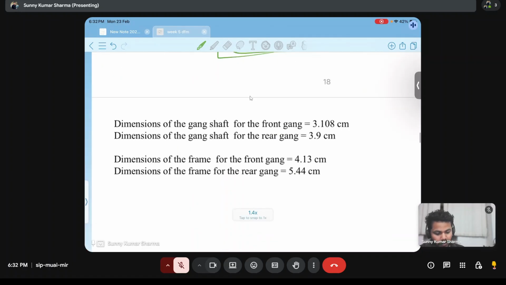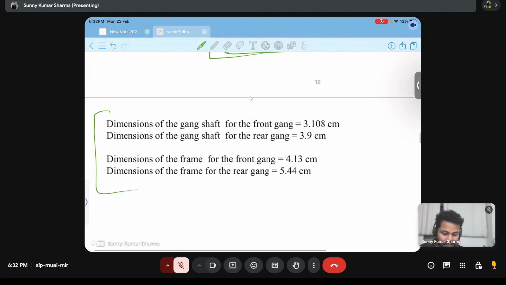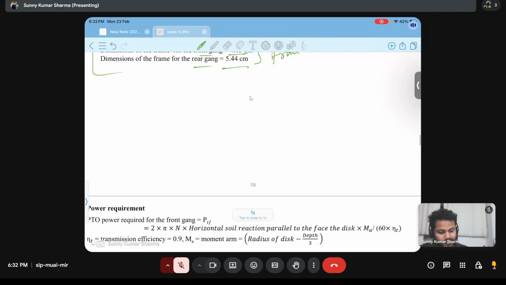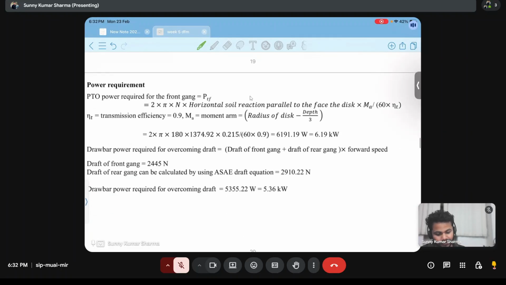So summing up all the design parameters, we can see that the design dimension of the gang shaft for front gang is 3.108, for rear gang is 3.9 centimeter. This is for shaft, and for frame these are the dimensions. For front gang it is 4.13, for rear gang it is 5.44. So this was the design of shaft.